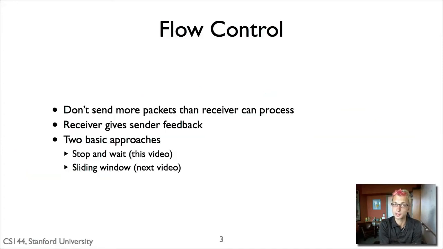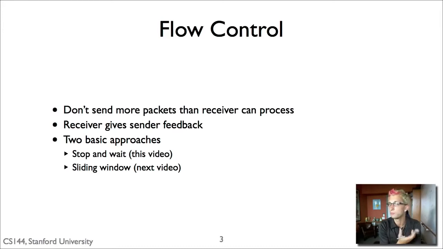And so the basic approach that flow control takes is to make it so that the sender doesn't send packets faster than the receiver can process them. And the way this usually works is the receiver gives the sender some kind of feedback, whether it's implicit feedback or explicit, whether it's to slow down or speed up or to set a rate.